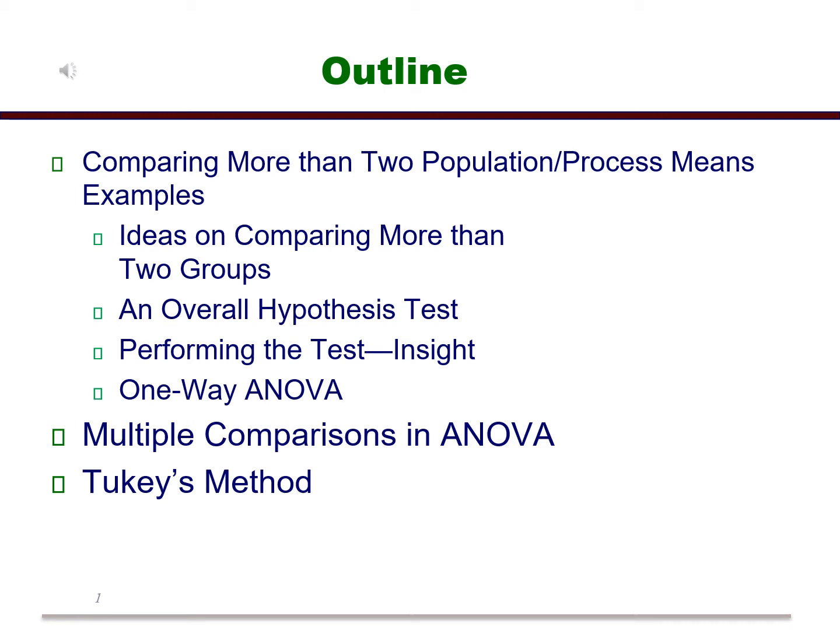In this module, we'll extend the two independent samples comparison to more than two population or process means. We'll develop an overall hypothesis test using a one-way analysis of variance. We'll also talk about multi-comparison tests among the means when the ANOVA is significant, and Tukey's method of controlling type 1 error rate when conducting multiple comparisons.